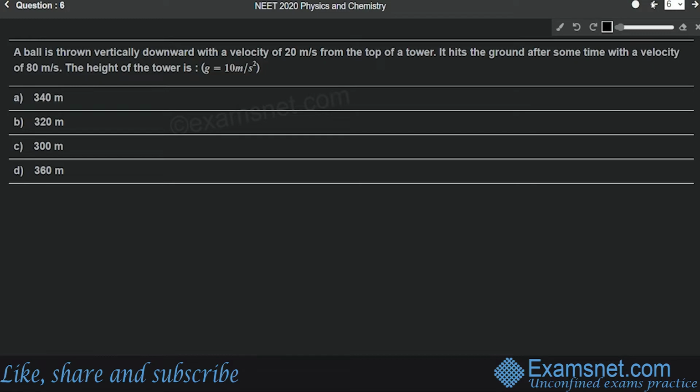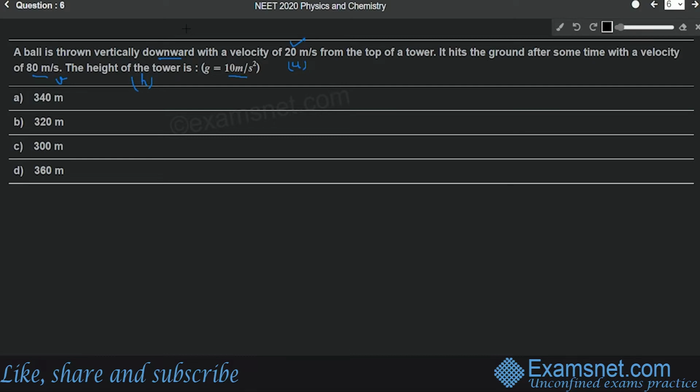Question number 6 is from motion in a straight line, and the question is: a ball is thrown vertically downward with a velocity of 20 meter per second from the top of a tower. It hits the ground after some time with a velocity of 80 meter per second. The height of the tower is, acceleration due to gravity is given as 10 meter per second square, initial velocity u is given as 20 meter per second and final velocity v is given as 80 meter per second. We have to determine height h of the tower.